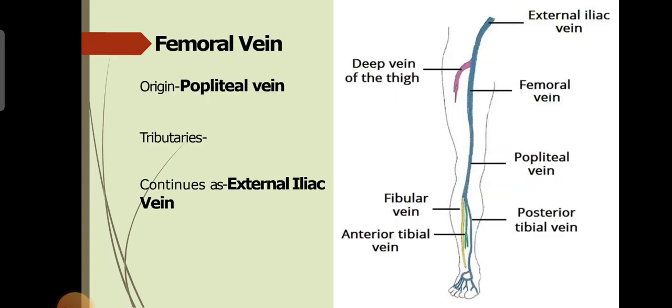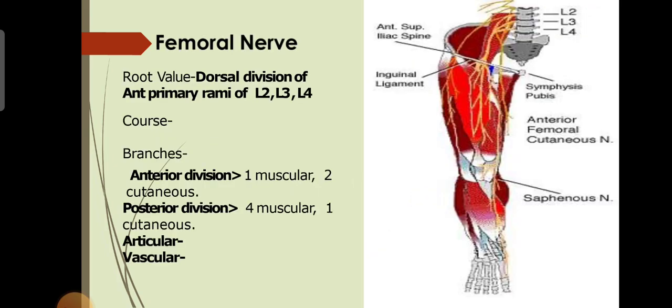Now the femoral vein. This femoral vein is the continuation of the popliteal vein at the adductor hiatus. The tributaries of the femoral vein correspond to the names of the branches of the femoral artery, and further at the mid-inguinal point, that is just medial to the mid-inguinal point, it continues in the form of the external iliac vein.